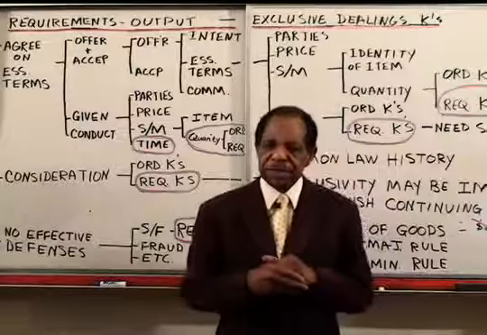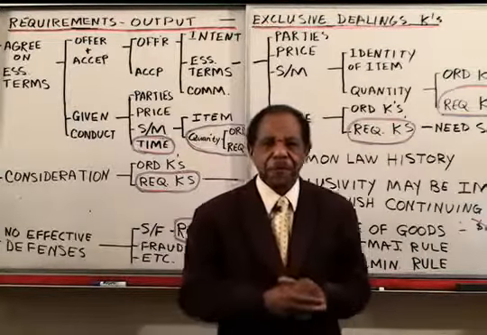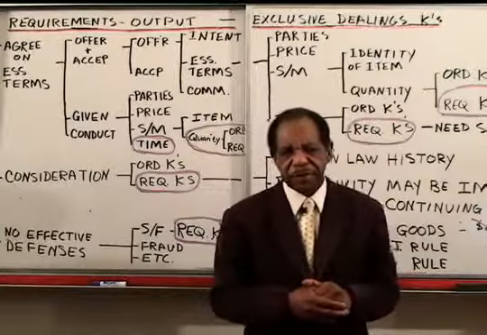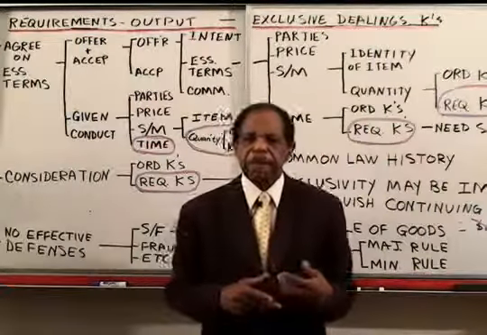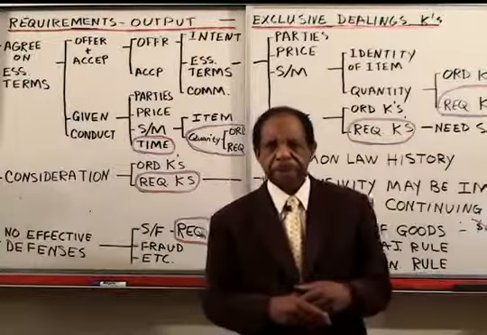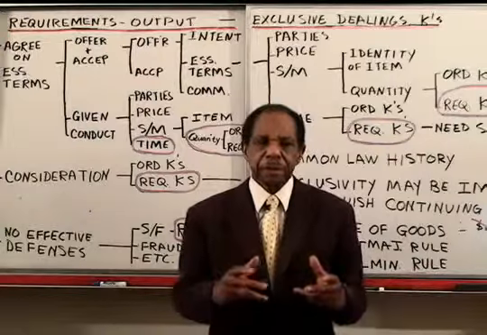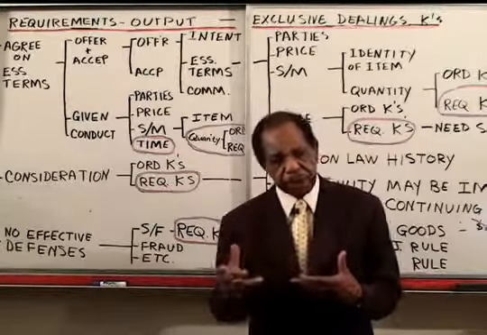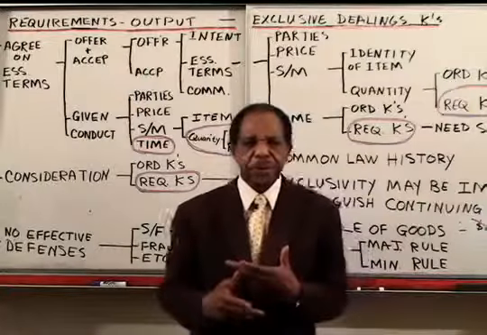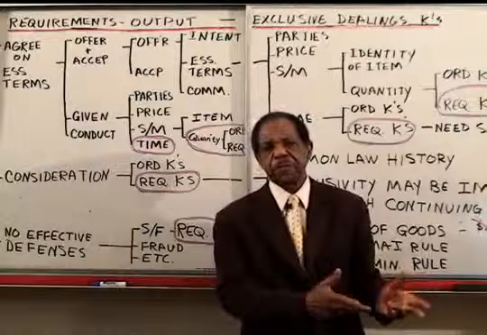And the first class of problems have to do with whether or not these people have in fact formed a requirements or output contract. It's usually one of those rather than an exclusive dealing contract, but it could be either. But the first class of problems is, did these people really form a requirements or output contract? And you've got to look for those components that I just told you about. I'll give you some examples in a minute. So the first class of problem, did these people form such a contract?